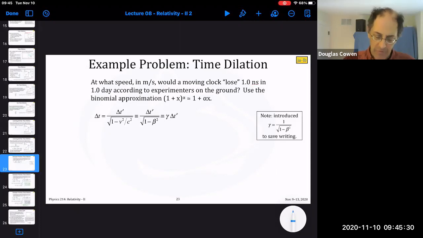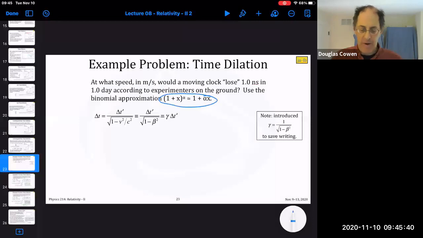And in order to solve this, we're going to use the handy binomial approximation, which just says quite simply that if you have a variable or a quantity x, and it's much smaller than one, then (1 + x)^α is roughly equal to 1 + αx, where α is some power. Could be 2, or it could be 1/2, or -1/2, whatever.